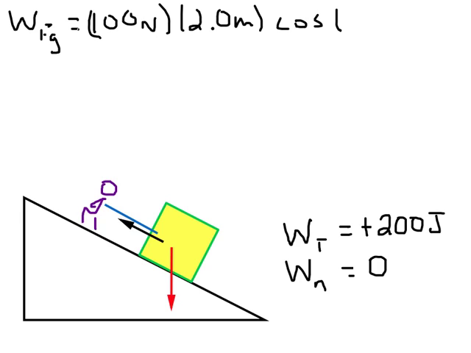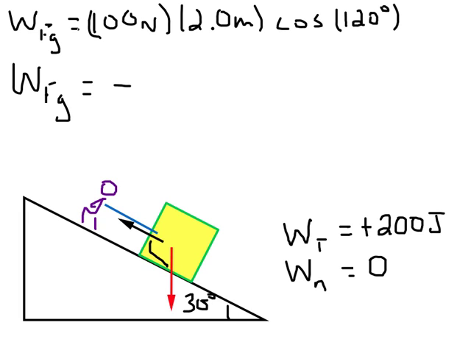So the angle between these is related to the angle of the ramp. It's going to be 90 degrees plus that angle of the ramp. So if we call the angle of the ramp 30 degrees, then the angle that we're taking cosine of is 90 plus 30, so that's a 120 degree angle. When I calculate this, I find that the work done by the force of gravity in this case is a negative 100 joules.